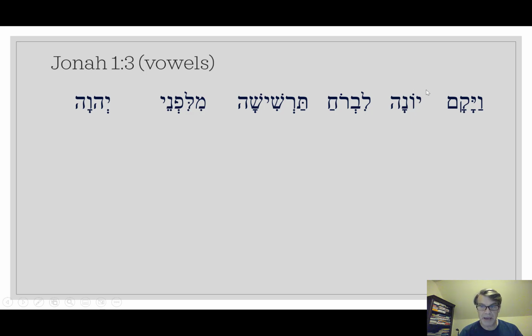This is a piggyback letter. It's a vowel. It's a holum vav, a long O. So yo. And then what's this one again? It's kamatz hey. Again, the hey is a piggyback for the kamatz. So this is yo na, vayakam Yonah, and Jonah arose. All right, so we have a holum vav and we have a kamatz hey. This is a long O, this is a long A.